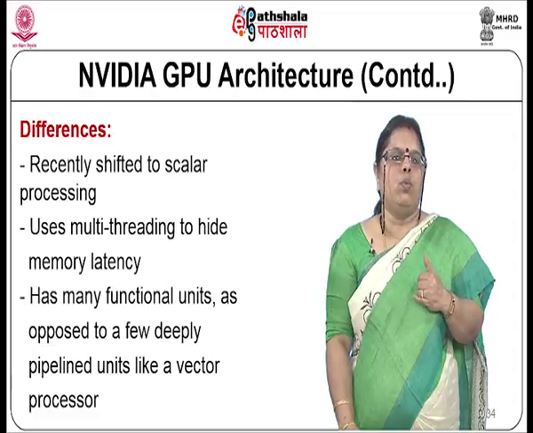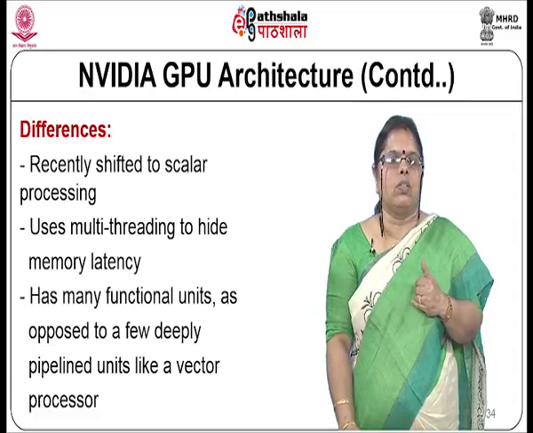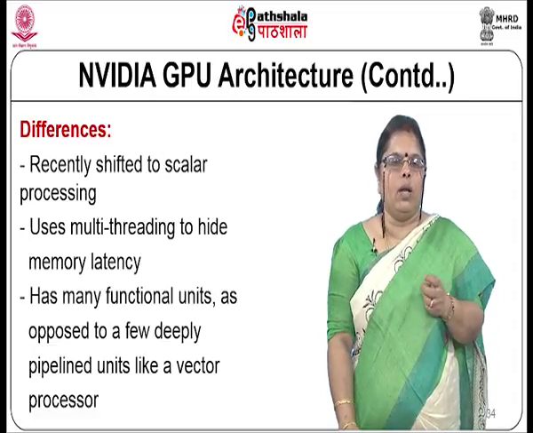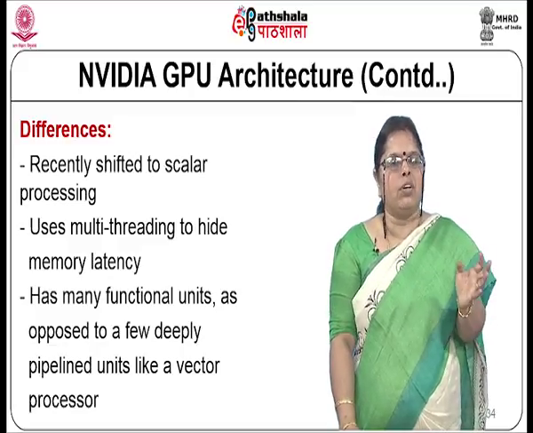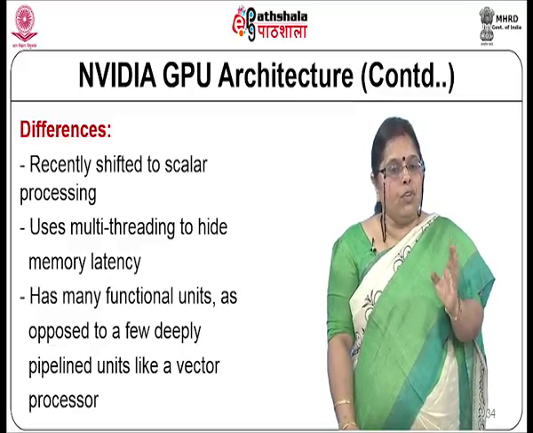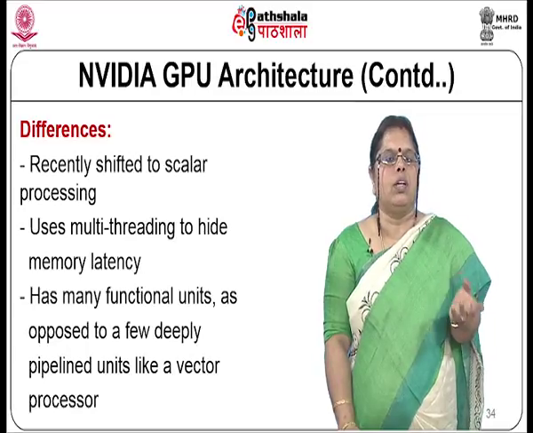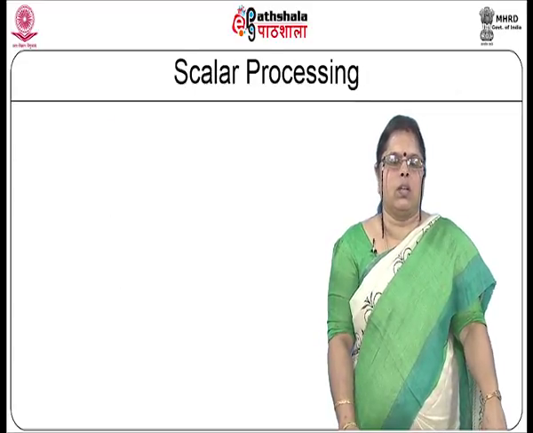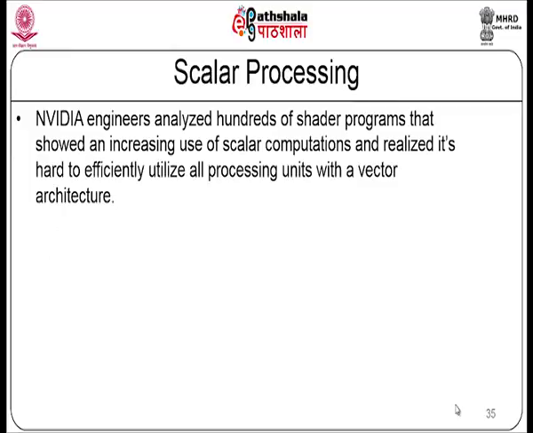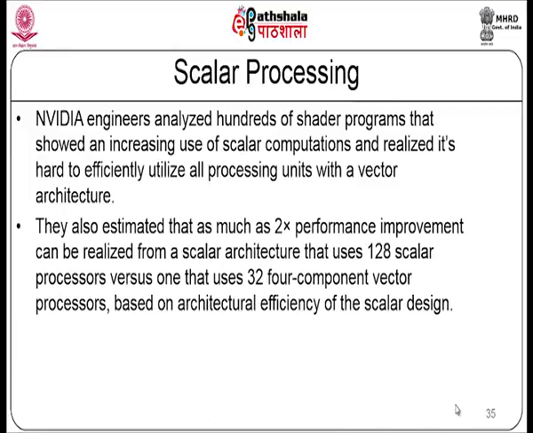The latest GPU processors have shifted to scalar processing. They use multi-threading to hide memory latency. They have many functional units as opposed to a few deeply pipelined functional units that are present in a vector processor. So, why did people adopt scalar processing of late?